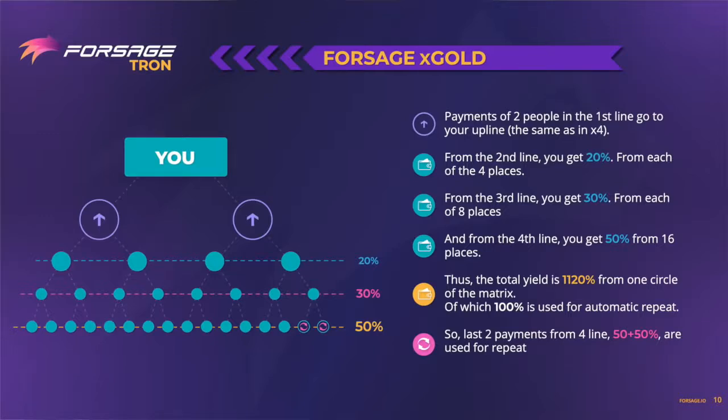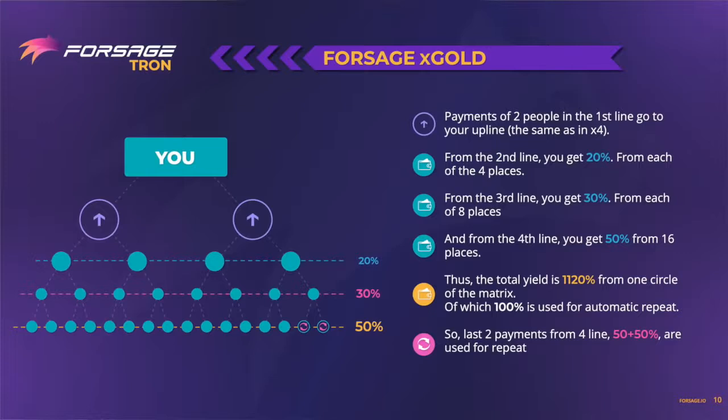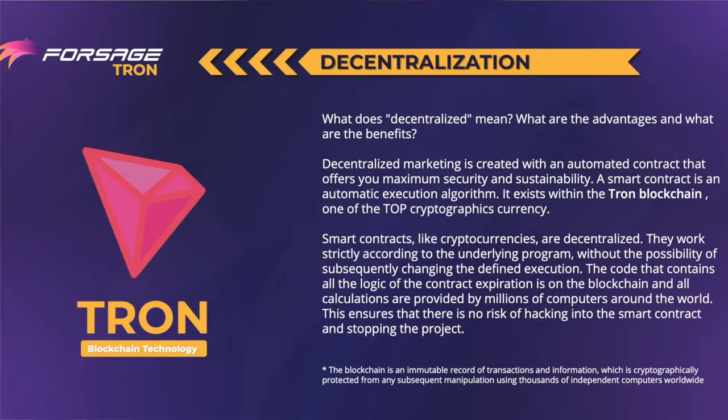But how does automatic repeat in xGold work? Now it's time to explain the meaning of the individual smart contract. For a new activation of the same slot you need an amount of 100% of its value. But payments from fourth lines are 50% each, so you need to collect 2 payments. It is impossible to know exactly in advance in what position the partner should stand inside the matrix, so you cannot take a place in advance. It is also unacceptable for us to create a fund accumulation in the smart contract of the community. We always emphasize that we do not collect participants' funds on the Forsage smart contract balance.